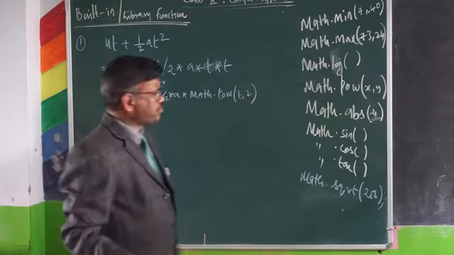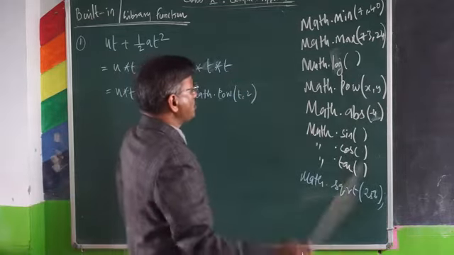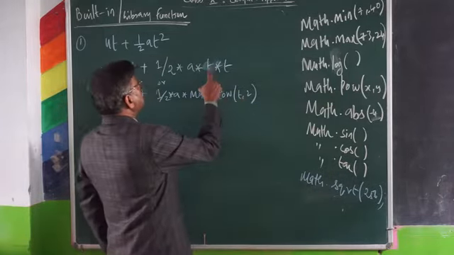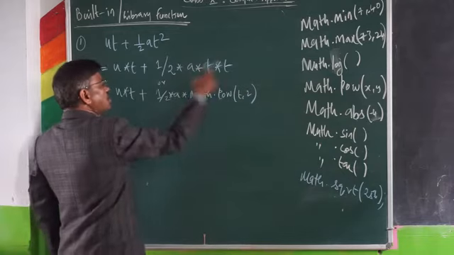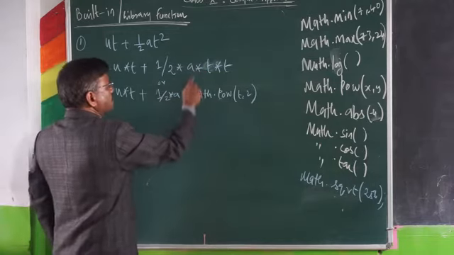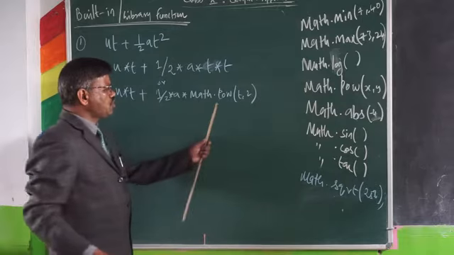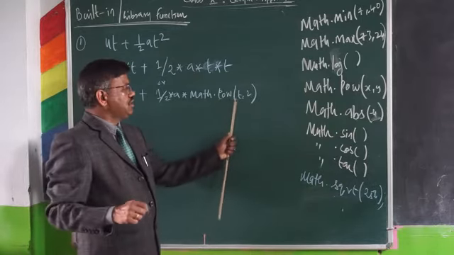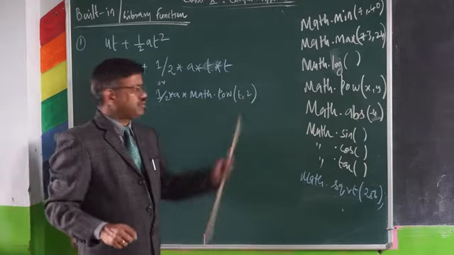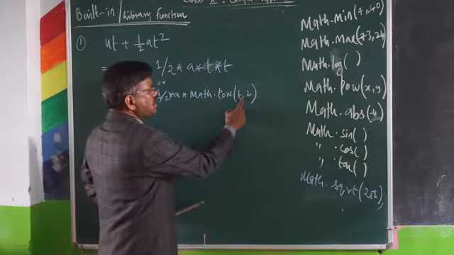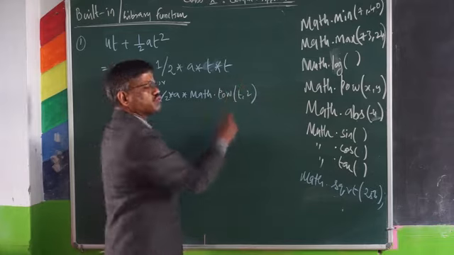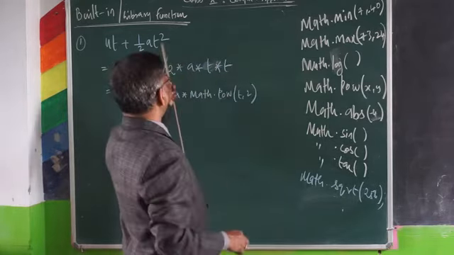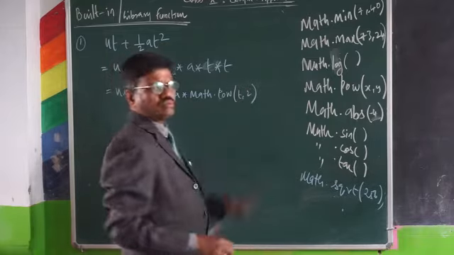Please note, what does the power function do? The power function does x comma 2. What did I write here? T comma 2 means t square. t square can be written as t into t, and everything is the same except this part. Instead of t into t, I used Math.pow, the shortest form of power. T comma 2 means t square. Please do not raise this 2 as a superscript. You are not supposed to write it on top, unlike the algebraic expression. T comma 2 you must write.